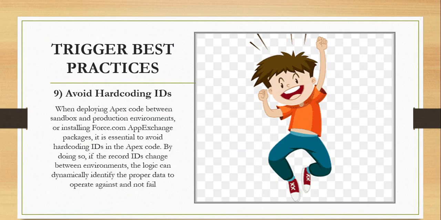Avoid hard-coding IDs in your code. While deploying Apex code from sandbox to production environments or installing Force.com Apex packages, it is essential to avoid hard-coding IDs in your Apex code. By doing this, if the record ID changes between environments, the logic can dynamically identify the proper data to operate against, and the code will not fail.